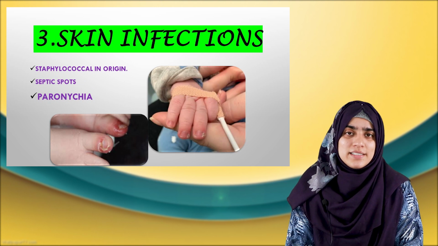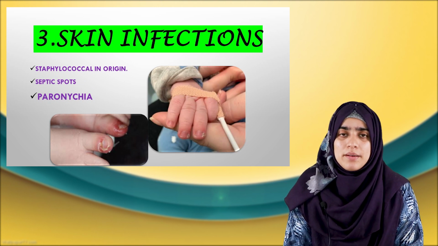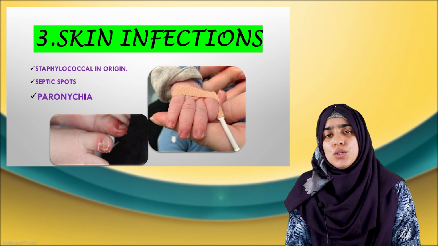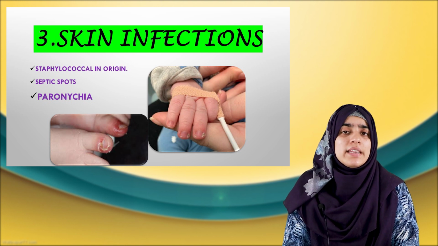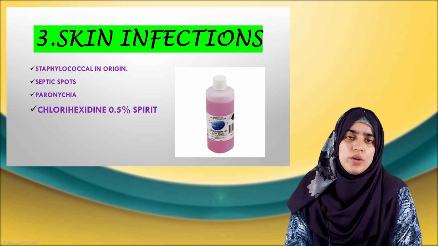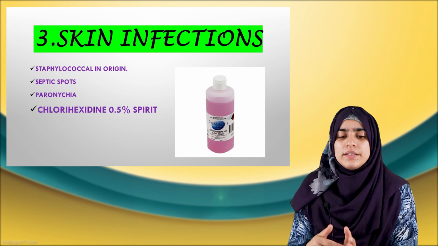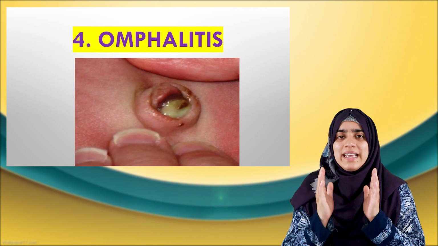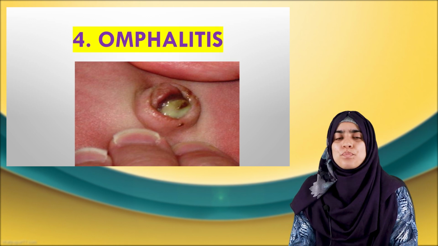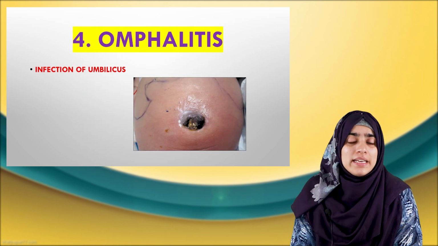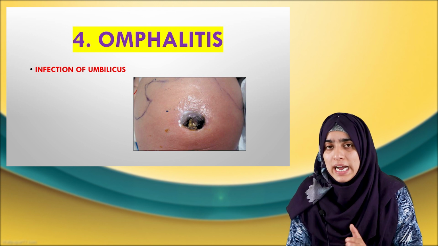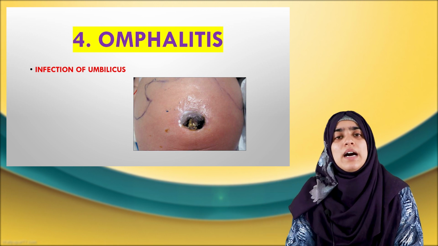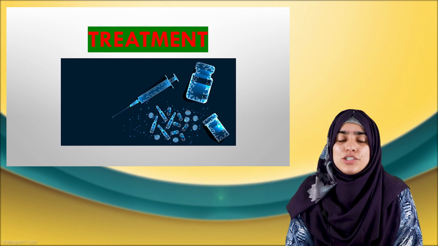The next thing under skin infection can be paronychia. That means injury to the folds around the fingers or toenails, which may result in infection. For this also, especially in the early stages, dabbing with chlorhexidine 0.5% spirit may be helpful. The next condition is omphalitis. It is the infection of the umbilicus, and it is suspected if there is any kind of inflammation present, or if there is discharge or offensive smell from the umbilicus. So how is this omphalitis treated?